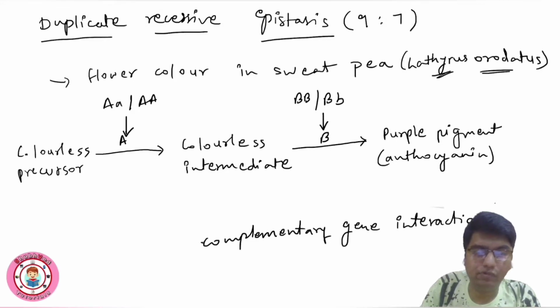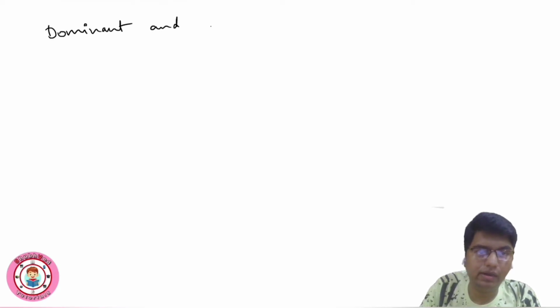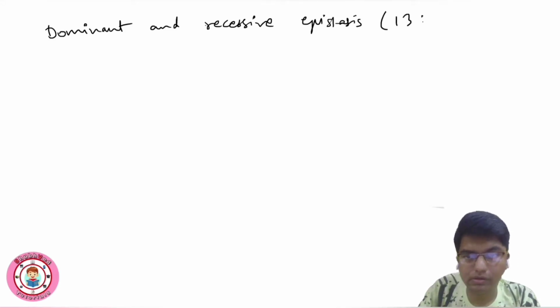Now the third type of epistasis is dominant and recessive epistasis. The ratio is 13:3. Got it? It is a modified ratio. So what happens here?